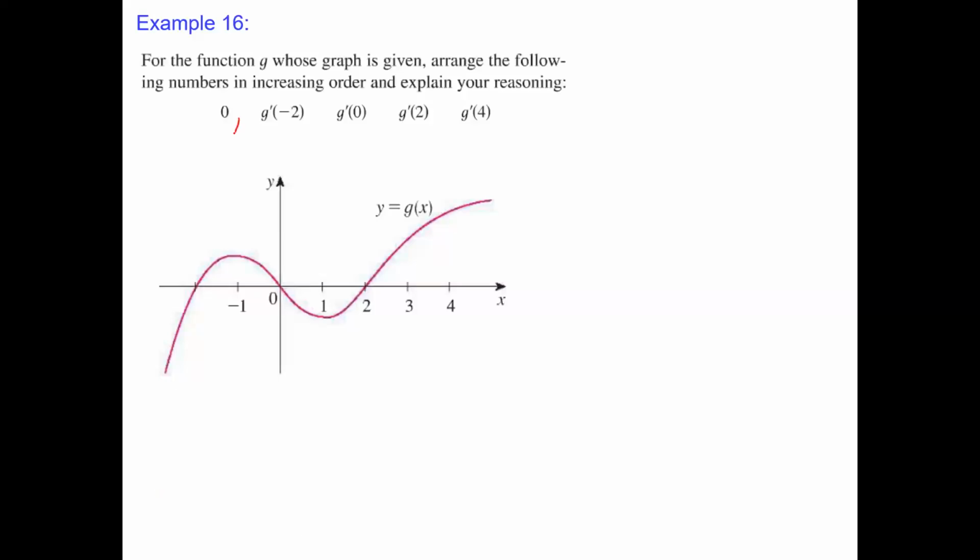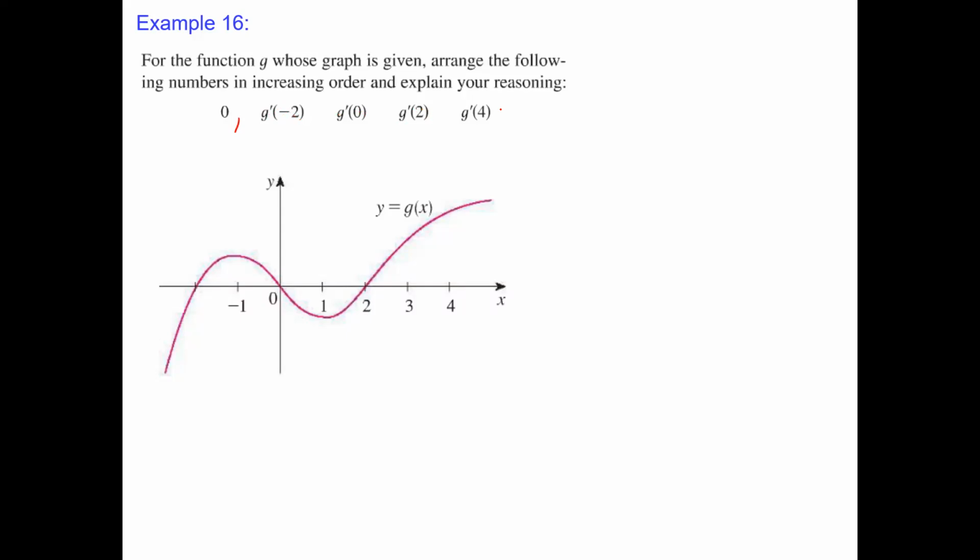We have 0. 0 is 0. Then we have derivative at -2, derivative at 0, derivative at 2, derivative at 4. So we have to approximate these numbers, and then we will put the order. I will leave 0.